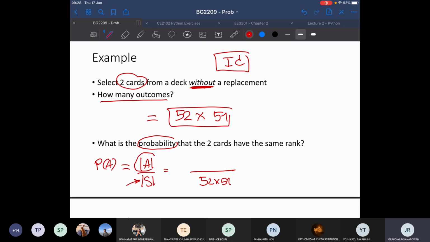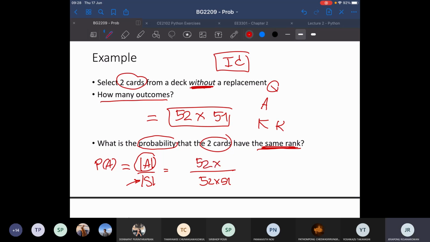So what about A? A is here when you get the same rank, right? Two cards of the same rank, let's say king and king, right? So the first time you're going to pick, how many ways can you pick? The first one could be anything, right? Could be king, could be S, could be queen, anything. So it's going to be 52, right?